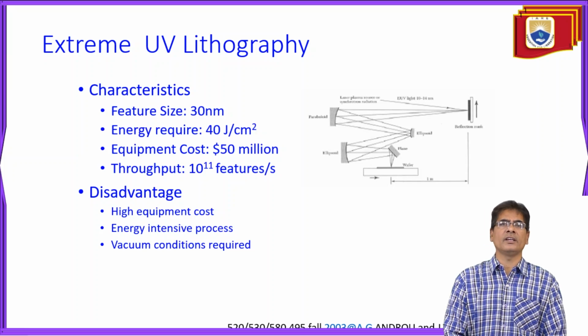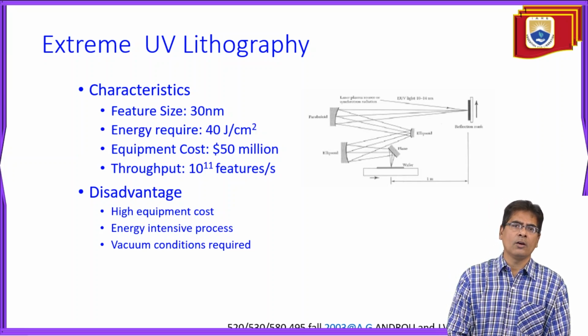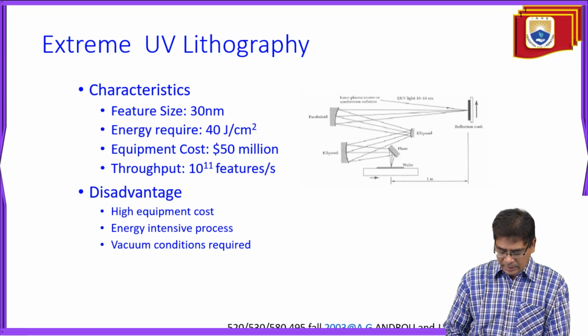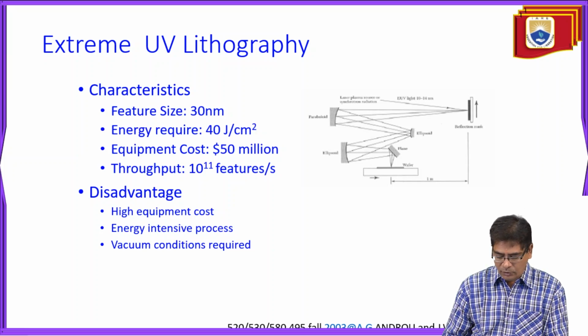If you see the comparison, we have extreme UV lithography with a characteristic feature size around 30 nanometers. Energy required is 40 joules per centimeter square. Equipment cost is $50 million. Throughput is 10 power 11 features per second. And the disadvantage of this technique is high equipment cost, energy intensive process, and vacuum conditions are required, right?